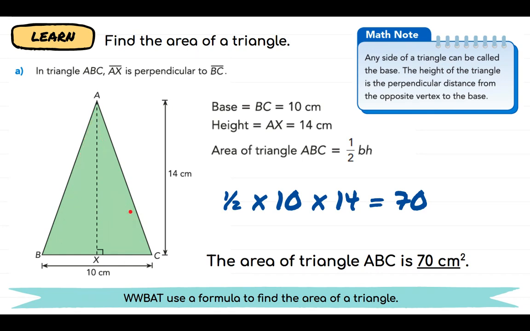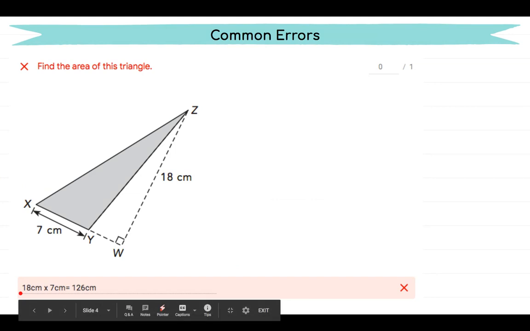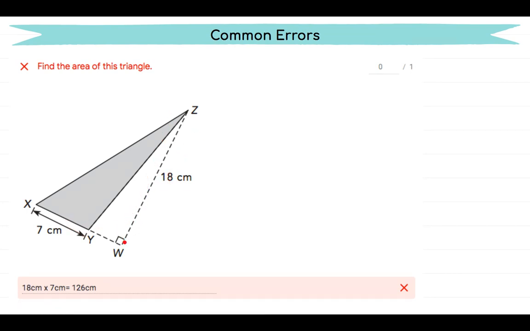Okay, so let's look at some of the most common errors from the independent practice yesterday. The first one is this. This person says to find the area of this triangle, you do 18 centimeters times 7 centimeters, which is the base and the height. Those are correct. But guess what this person forgets? They forgot the 1/2. So the area of a triangle is 1/2 times base times height.